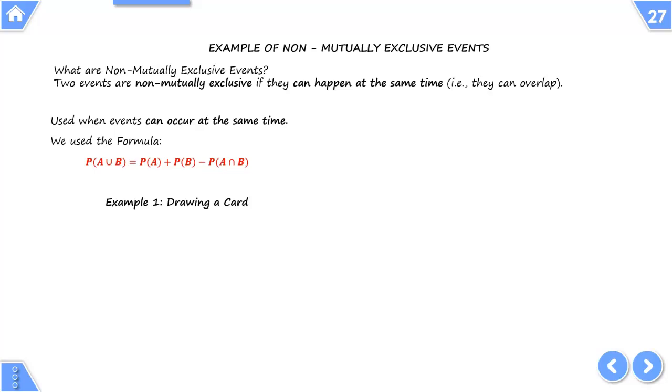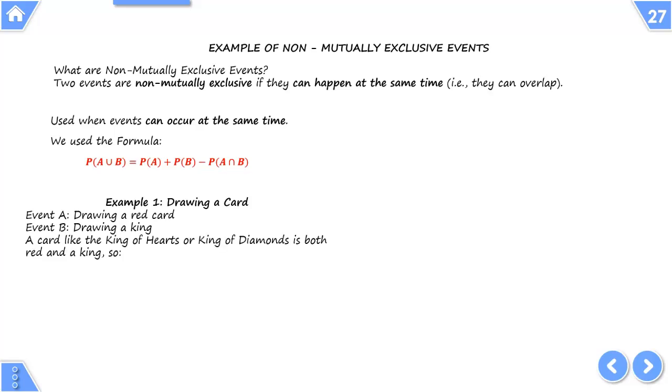Now, let's look at a typical example. Drawing a card. Event A, you draw a red card, and in event B, you draw a king. What can happen is that a card, like the king of hearts or the king of diamonds, is both red and a king. You can draw a card that is red and also a king as well. It overlaps, right? These events can occur together. Because of that, it's not mutually exclusive.